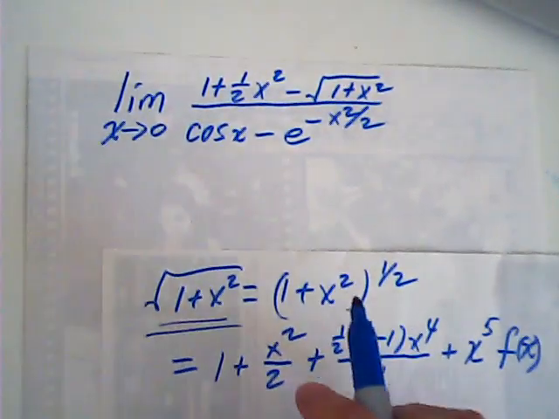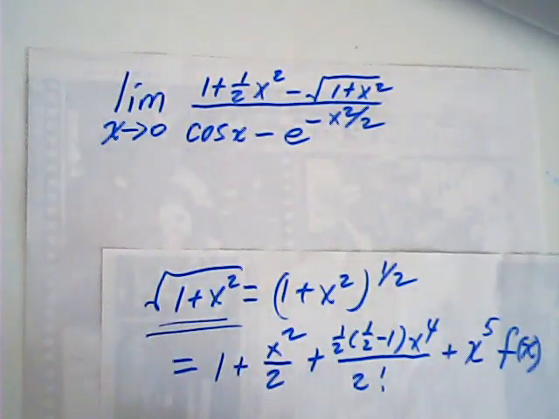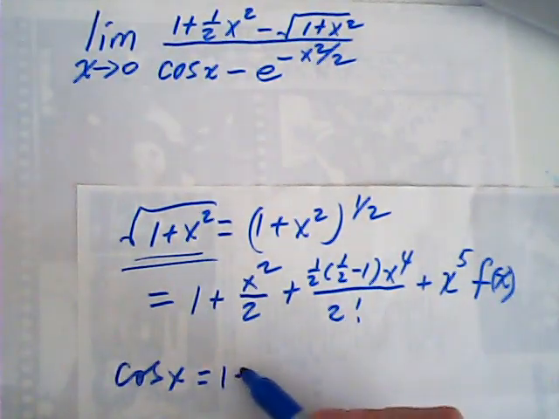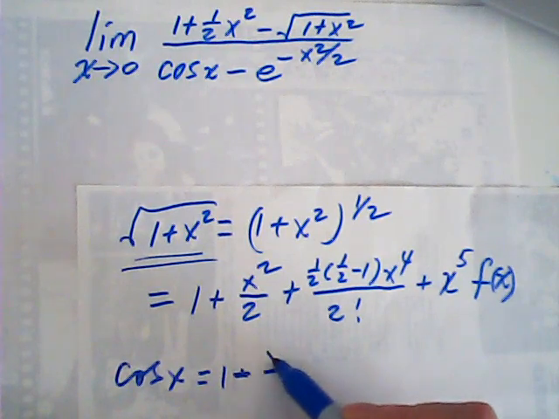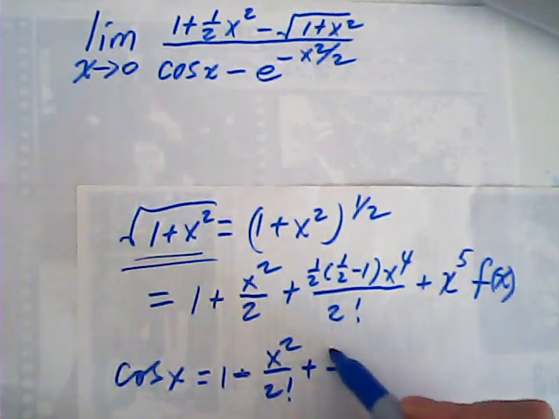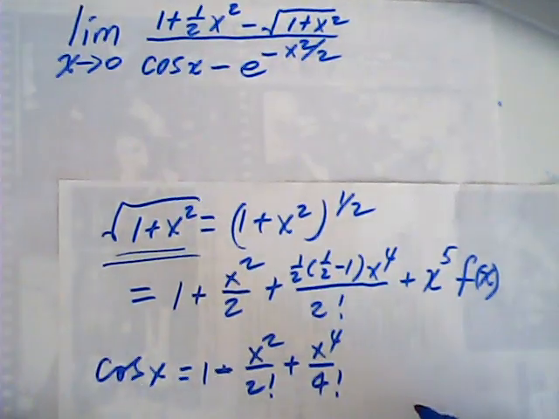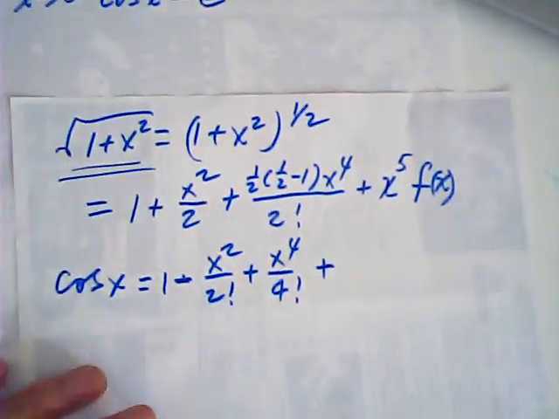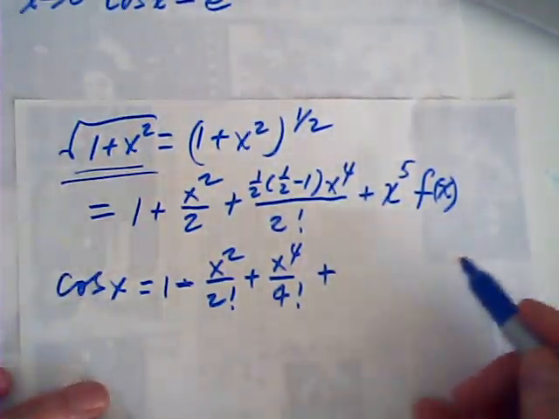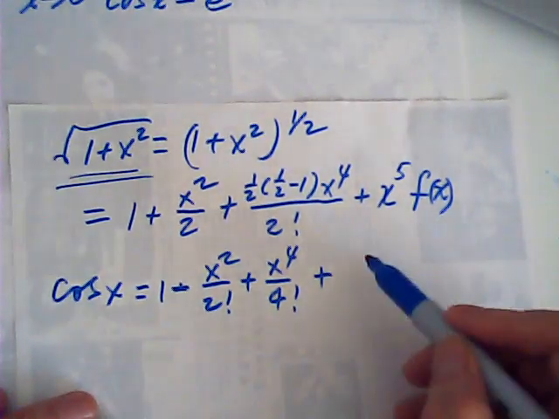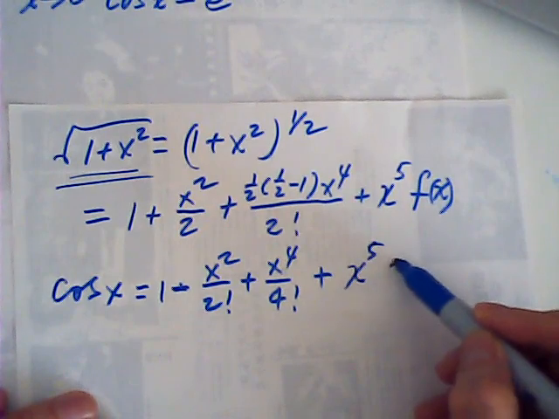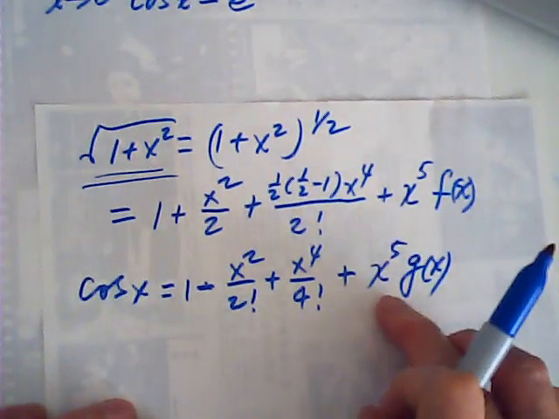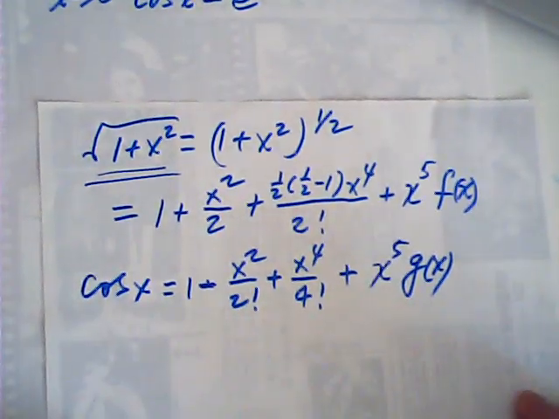And for cosine x, it is equal to 1 plus, that is rather familiar, plus x fourth over 4 factorial. And then the remaining terms have very high power of x. At least they have x fifth, times a polynomial. That means every term contains at least x fifth power.